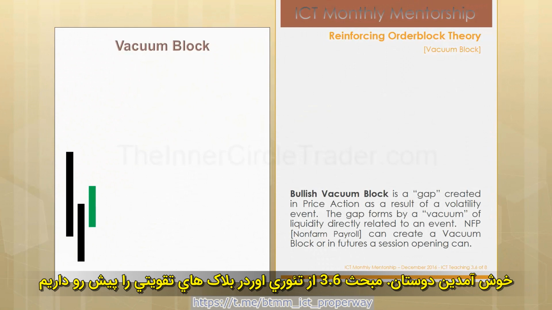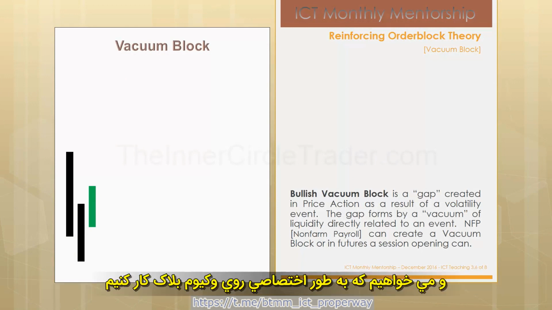Okay, folks, welcome back. We're looking at teaching 3.6, reinforcing order block theory. We're dealing specifically with the vacuum block.